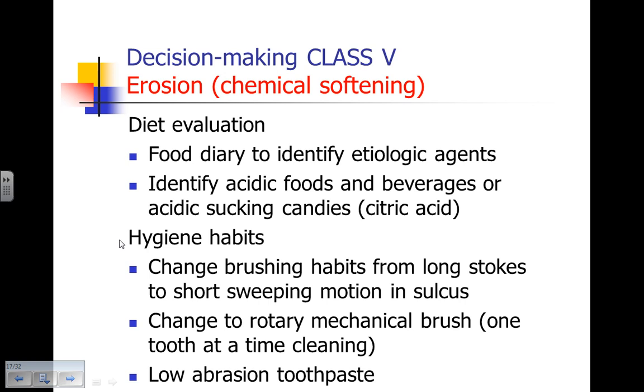We're also going to look at the patient's oral hygiene habits. If they're doing long strokes, we may change them to a short sweeping stroke towards the sulcus. We may move them from a hand brush to a mechanical brush, so they're doing one tooth at a time when cleaning, and then a recommendation to a low abrasion toothpaste.